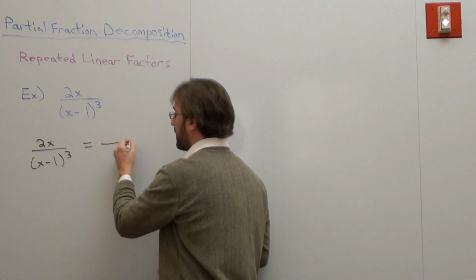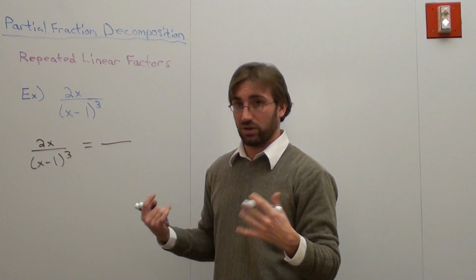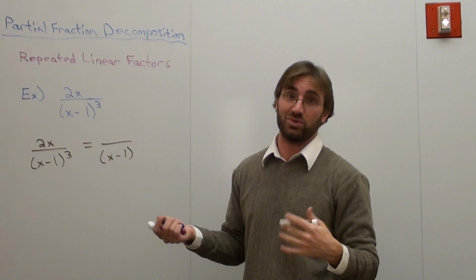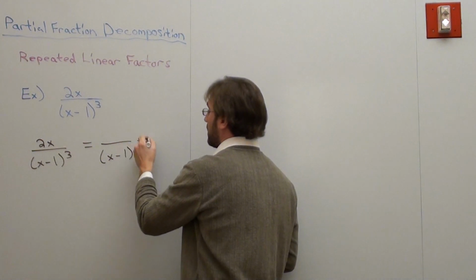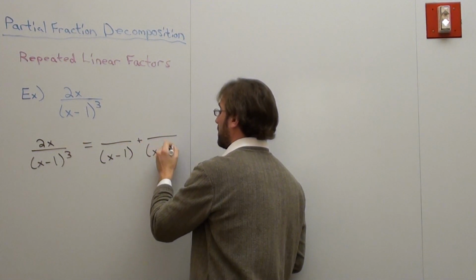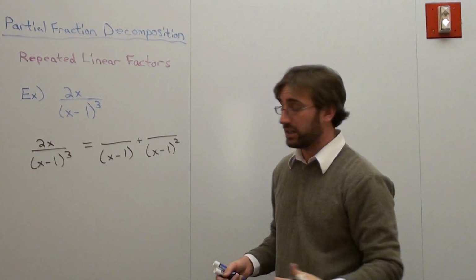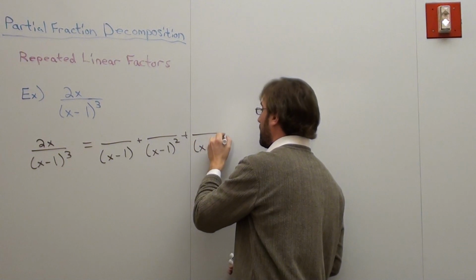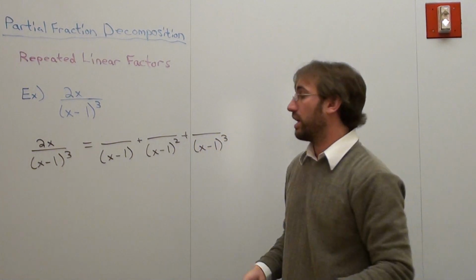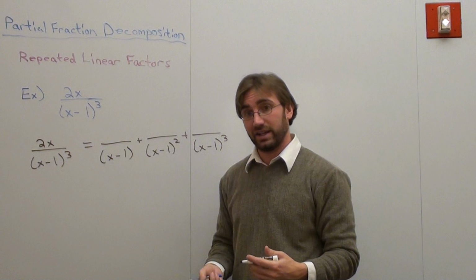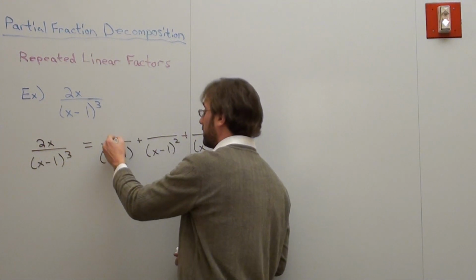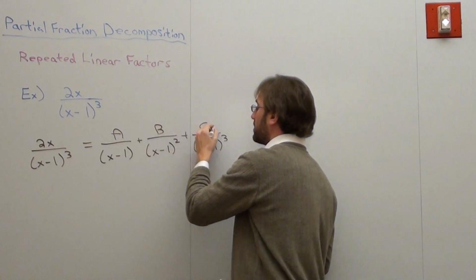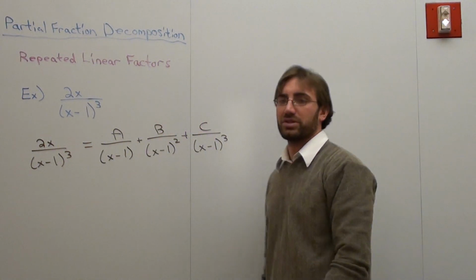And here's how we do it. We repeat the linear factor over and over again. So the first one is x minus 1 to the first, and you don't need to put the exponent of 1. Next one is x minus 1 to the second. And the last one is x minus 1 to the third. I don't know what the numerator is on any of them, so what I do is I put A, because A goes first, I'll put B, and I'll put C. That's really all there is to it.